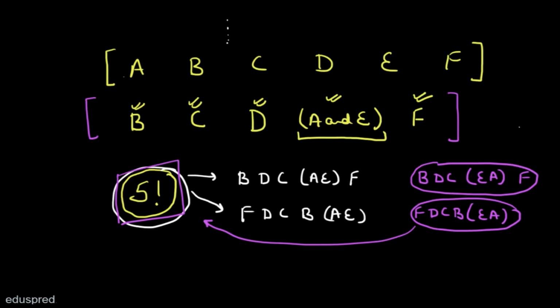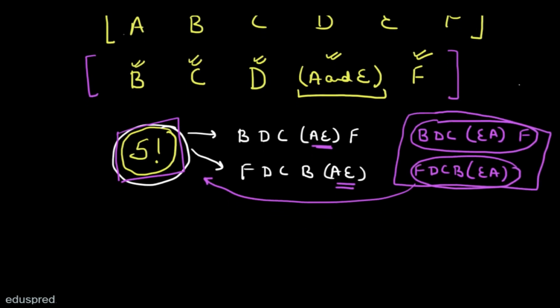So when we are making 5 factorial possible arrangements, everywhere we are writing A first and then E. But A and E can be arranged in 2 factorial ways. Instead of AE, we can also have EA. So now we have to also incorporate these outcomes. So now to get to the right answer, all we have to do is multiply 5 factorial by 2 factorial. And this is your final answer.